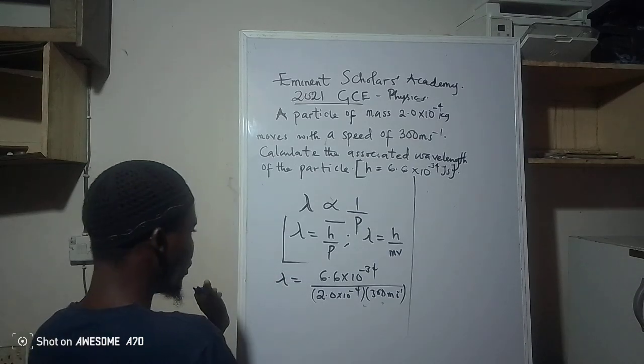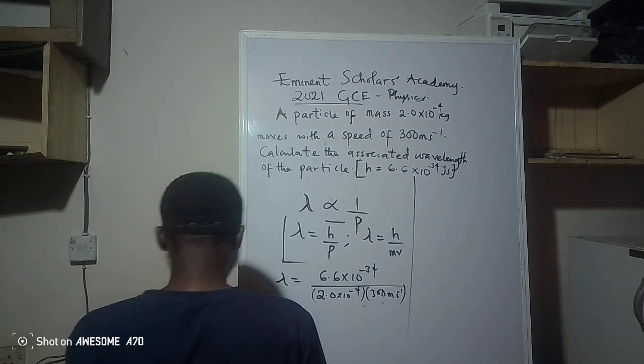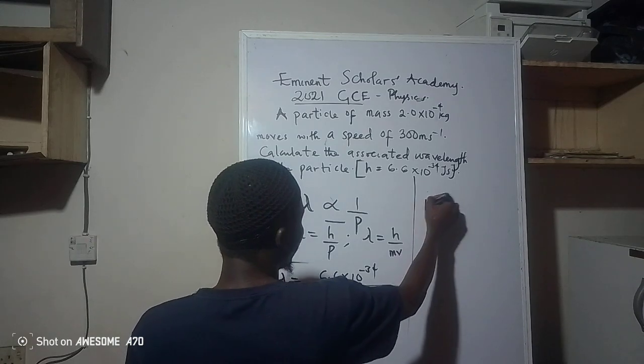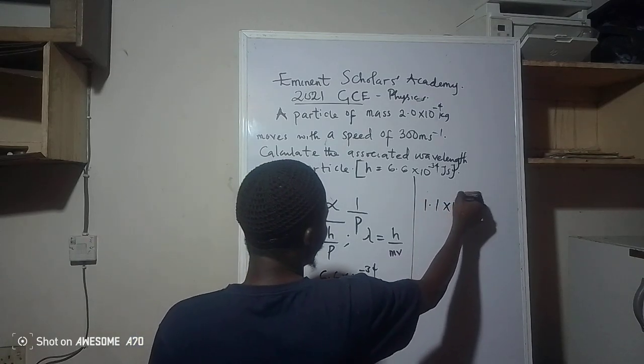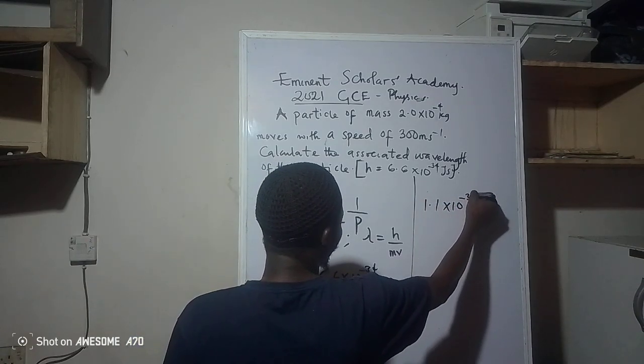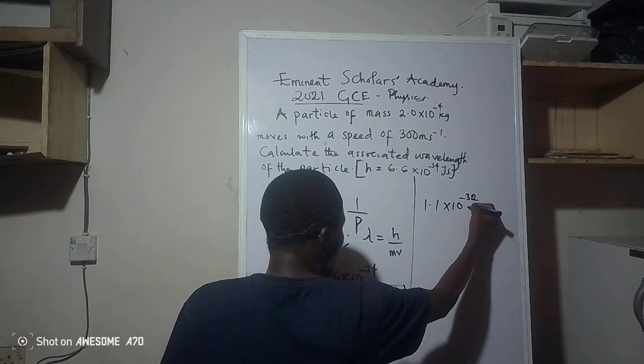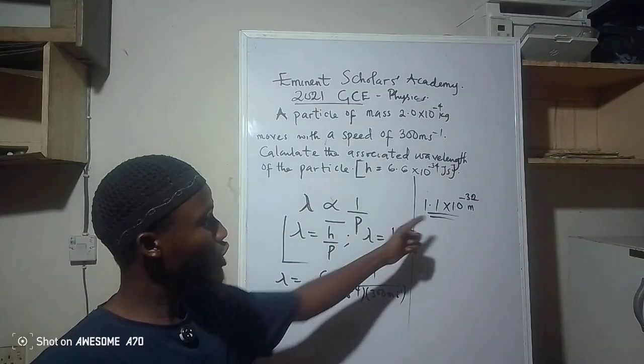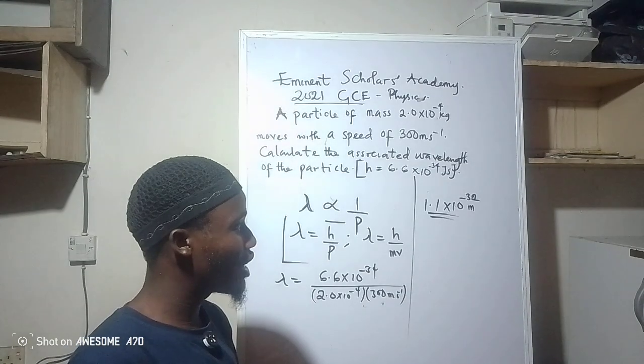When we punch our calculator for this, we should have approximately 1.1 times 10 to the power of minus 32. Wavelength is a distance, so the unit is going to be meters. So this is the answer to the question, 1.1 times 10 to the power of minus 32 meters, from the de Broglie hypothesis.